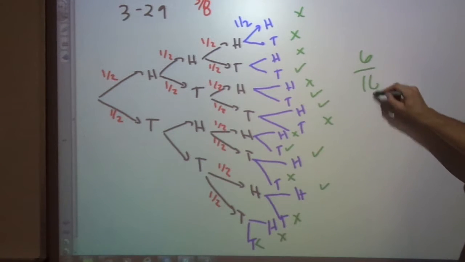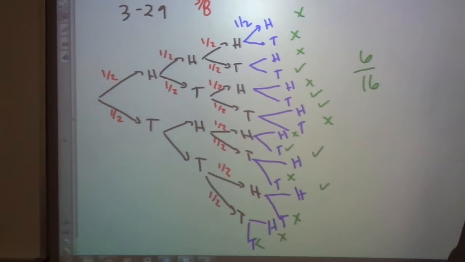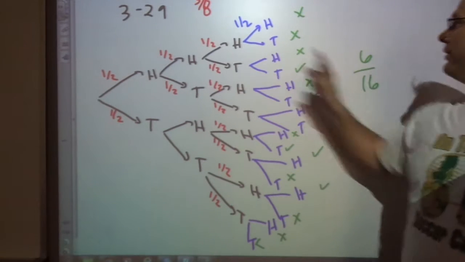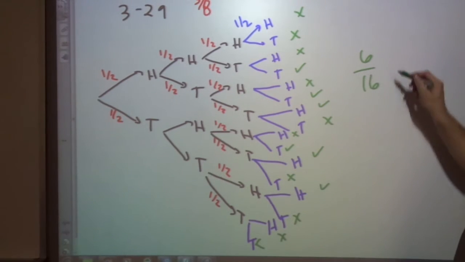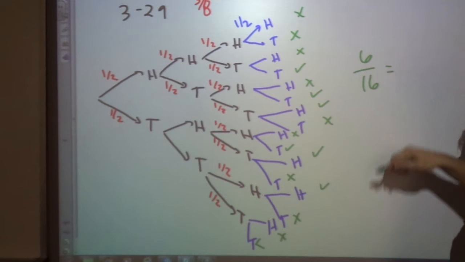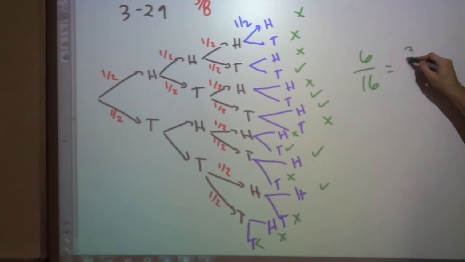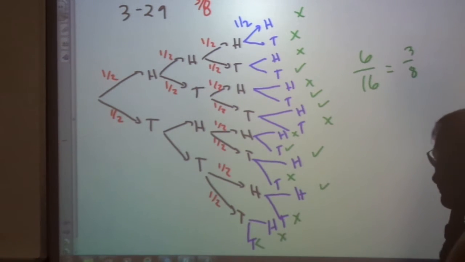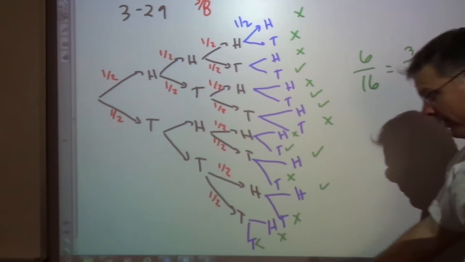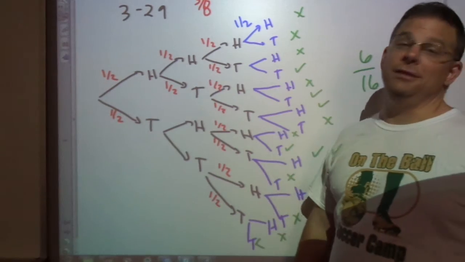6 out of 16. So now what we're trying to compare is, well, what's bigger, the 3/8 or the 6/16? Well, wait a second, this can simplify, right? We can divide top and bottom both by 2. This is actually equal to 3/8, which means they're the same. Same chance with 3 flips as you get with 4 flips. So I guess neither of them are right.